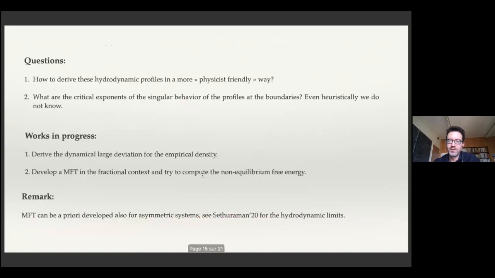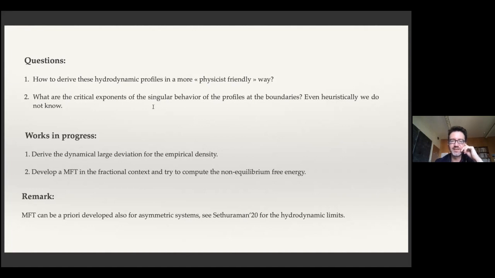So this is a statement. We have the same equation for all the regimes, but I don't want to describe more. There are some questions. I am a mathematician, so I derived these hydrodynamic profiles in a very rigorous way with a lot of details, but it would be interesting to have some more physicist-friendly way to derive this equation and explain what these profiles are. So this is a question for the audience. I think it could be interesting to do it in the physicist way.